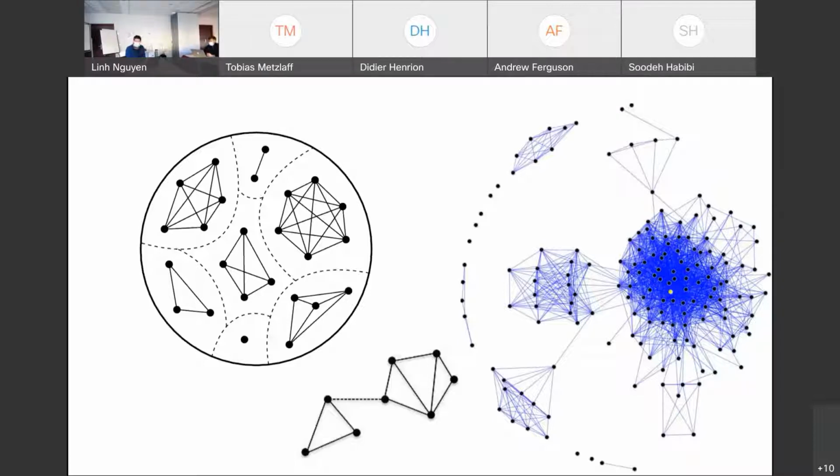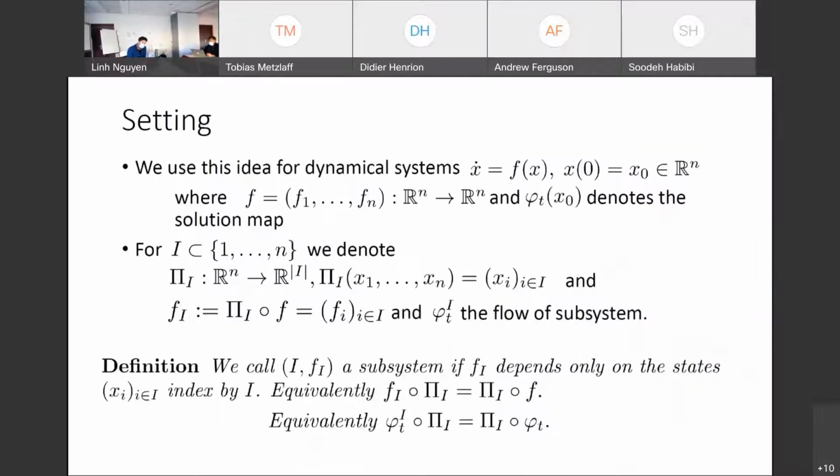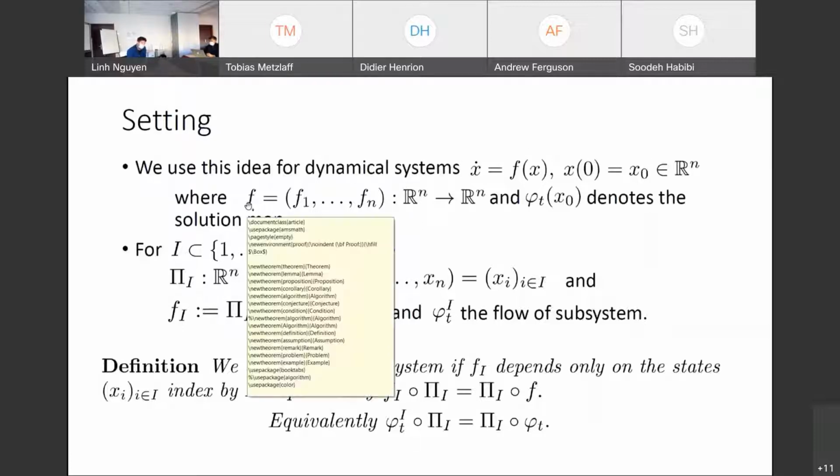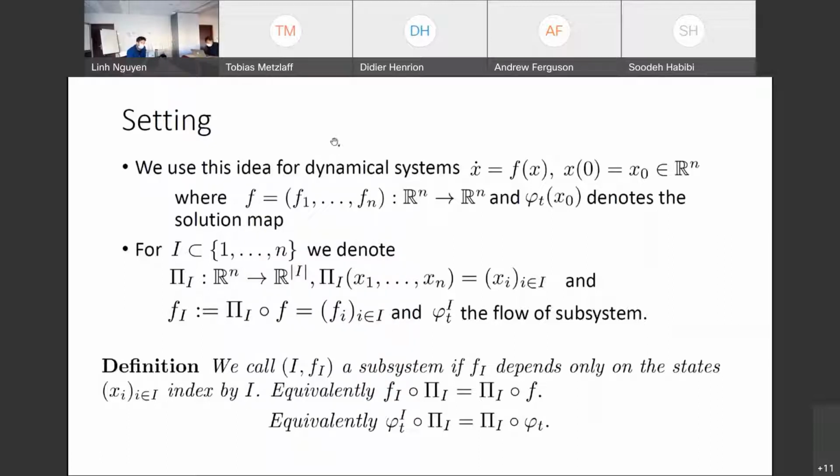Okay, to be a bit more precise about our setting, this is the following. We look at dynamical systems, in our case in continuous time. That means we look at the ordinary differential equation x dot is f of x with the initial value x0. Our vector field f consists of the components f1 to fn, and the solution map we denote by phi. That phi here just means this value is the solution to that differential equation at time t using the initial value x0.